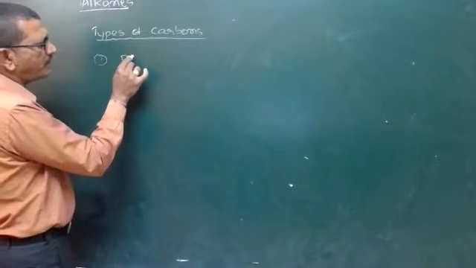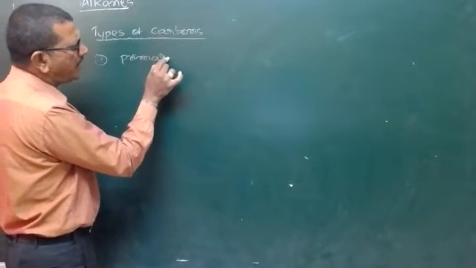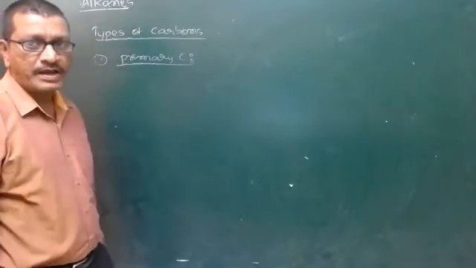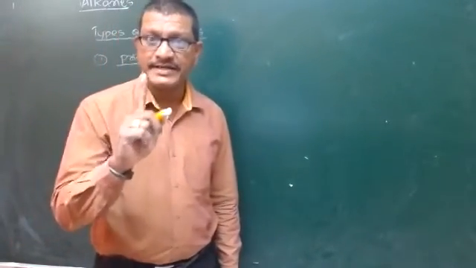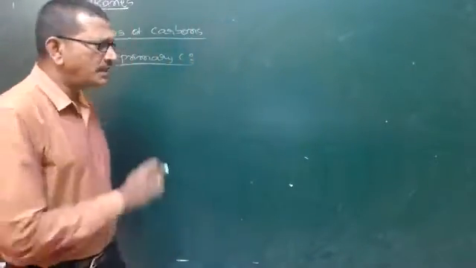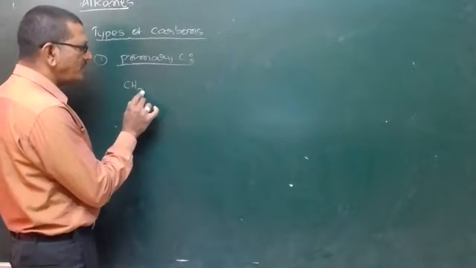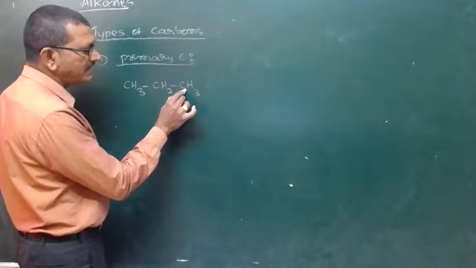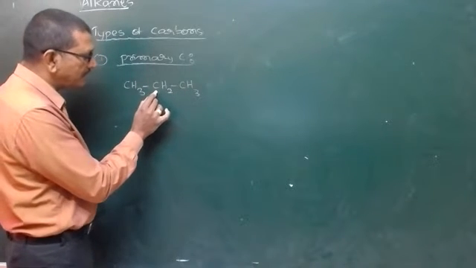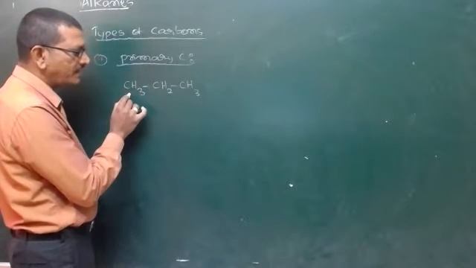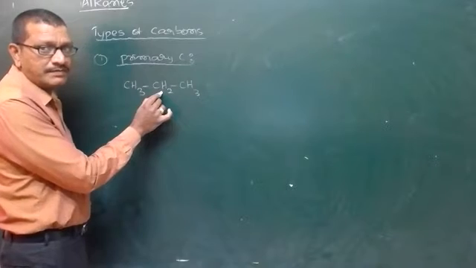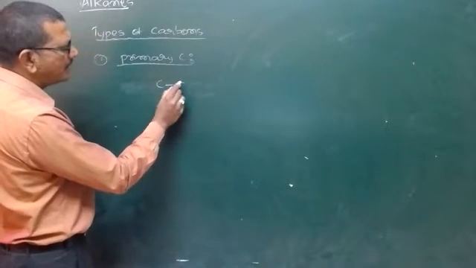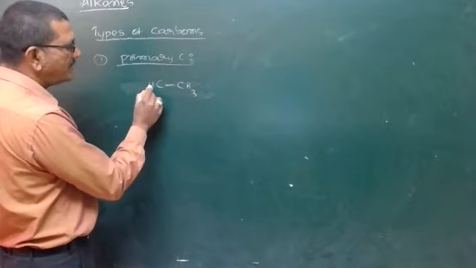What is meant by primary carbon? The carbon which is linked with one carbon atom only is called a primary carbon. Suppose we take CH3, CH2 and CH3. This carbon is linked with one carbon only. This carbon is linked with 2 carbons here, but this carbon is linked with one. That's why the carbon which is linked with one carbon is called a primary carbon.